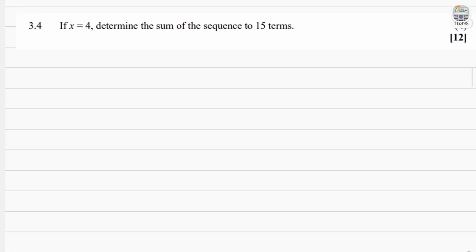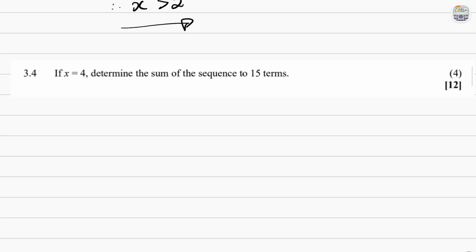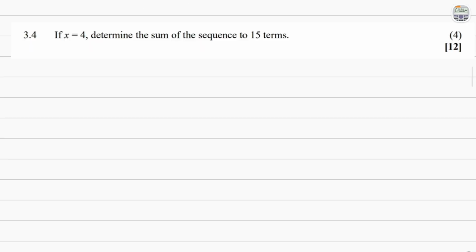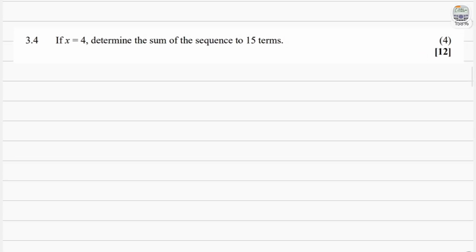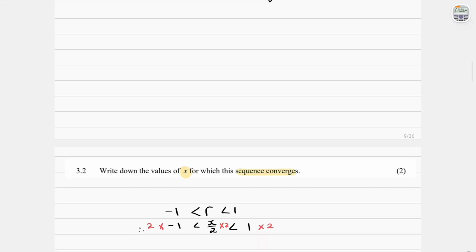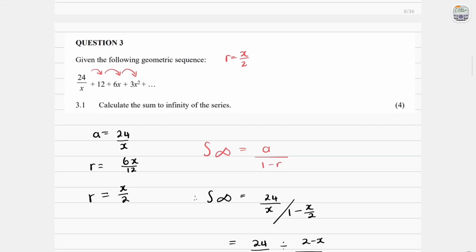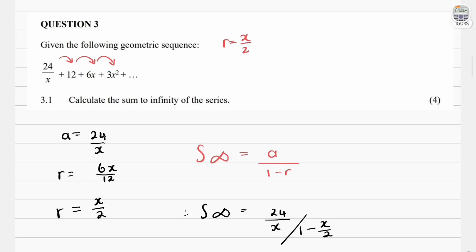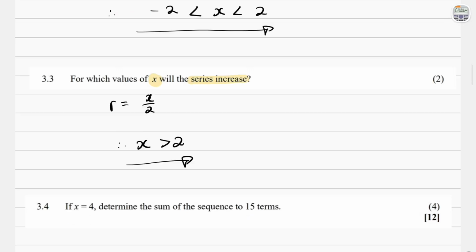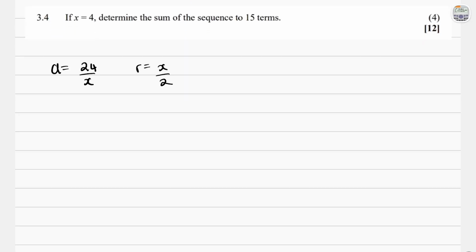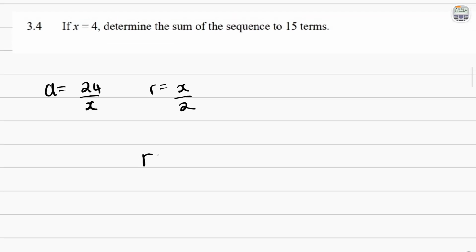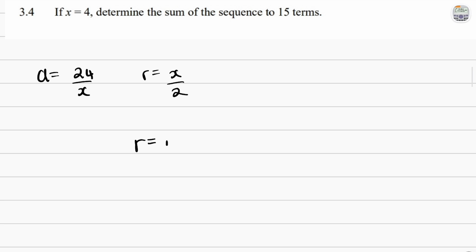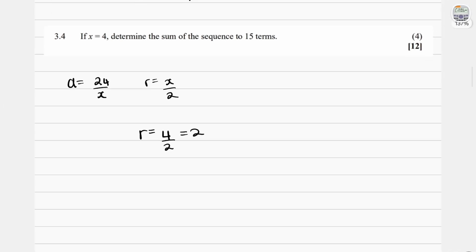Now they say if x is equal to 4, see, that's a value greater than 2, determine the sum of the sequence to 15 terms. So we just know x is equal to 4. We need the sum, but we only have the sum to infinity. So we just need the value of a and r. So a is 24 over x. r is x over 2. Let's determine what r is so we know which formula to use, since this is a geometric sequence. So we have 4 over 2, which is equal to 2. So r is 2 now.